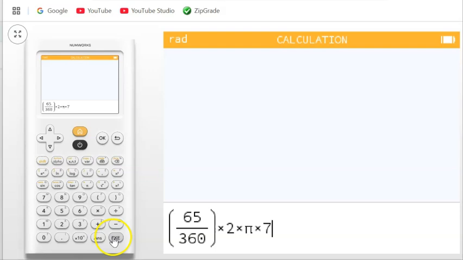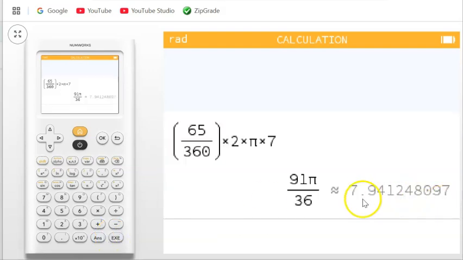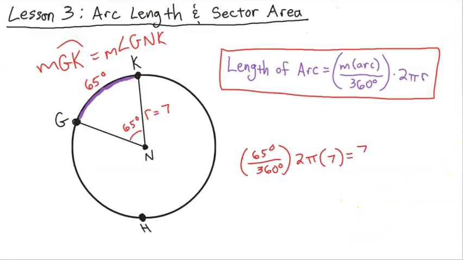And if we hit execute, we can see that the answer is going to be 7.941. This 2 is not going to change this 1, so we're going to cut off right here. This is going to equal 7.941. And that is the length of just this.